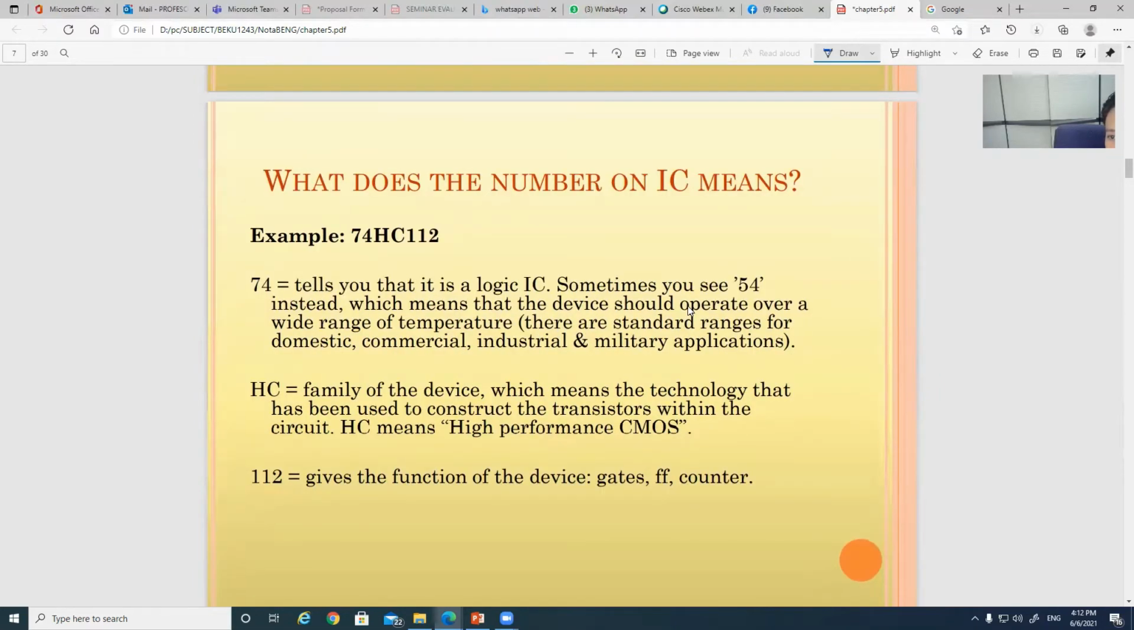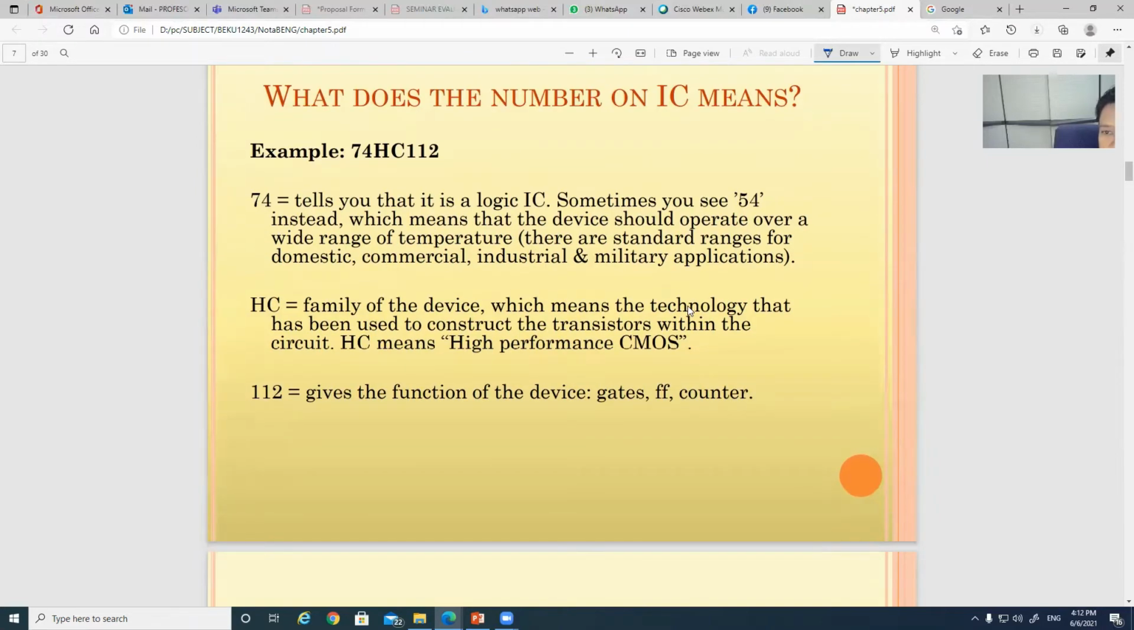So what does the number on an IC mean? For example, 74HC112. What does it mean? 74 is the logic IC. Sometimes we can see 54, which means the device should operate over a wide range of temperature. There is a standard range for domestic, commercial, industrial and military applications.